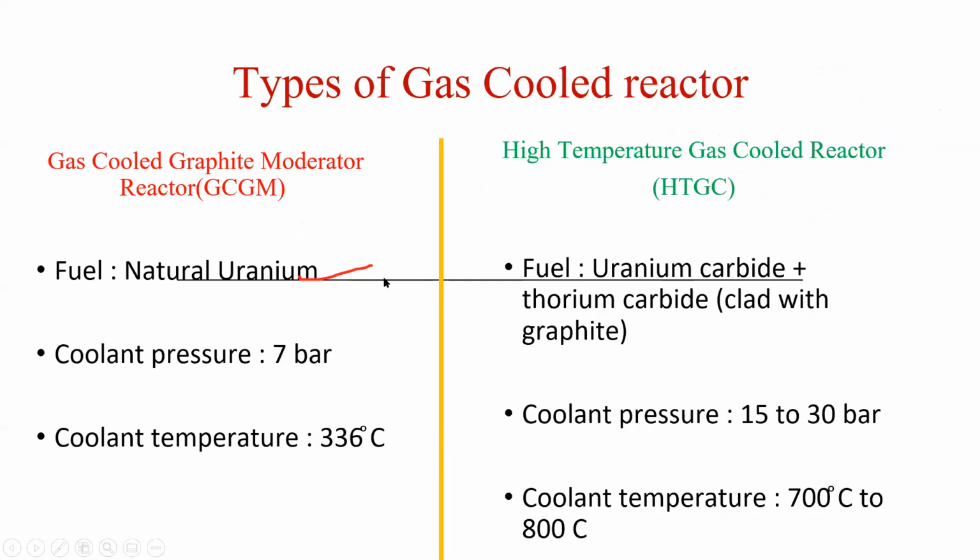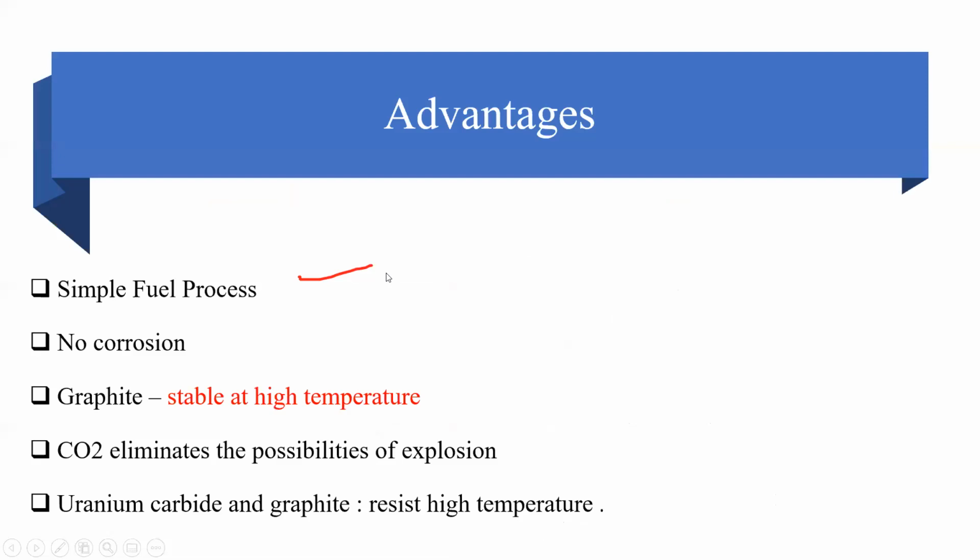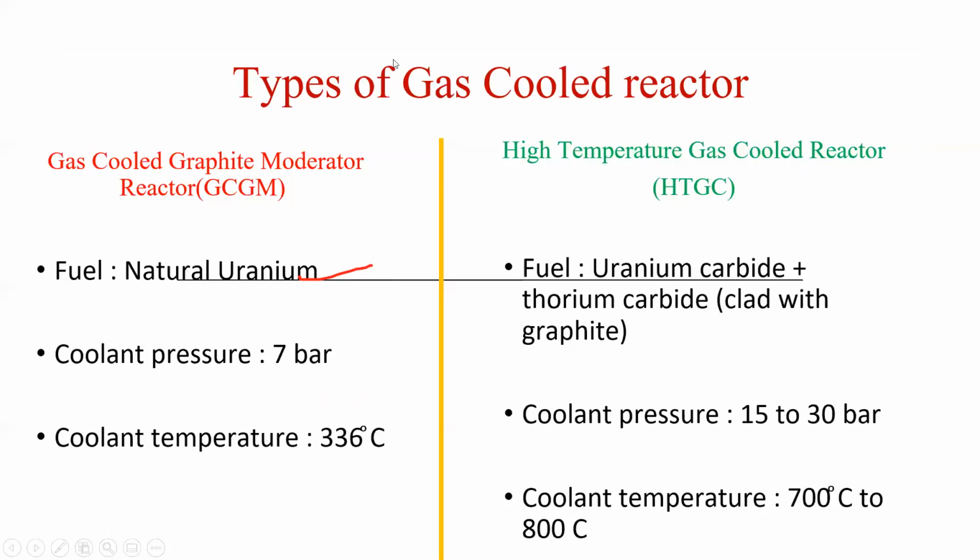These are the two types of gas cooled reactor present. First is the gas cooled graphite moderator reactor, and second is the high temperature gas cooled reactor. So what is the difference? In the gas cooled graphite moderator reactor, the name itself shows that we use graphite as a moderator.